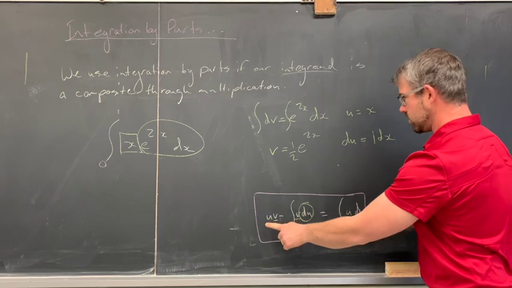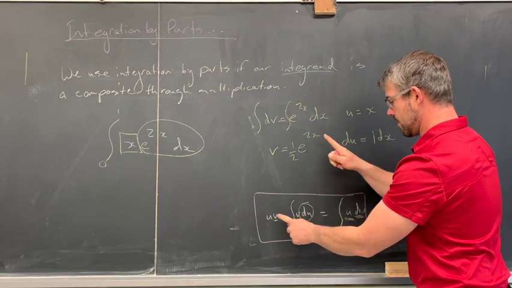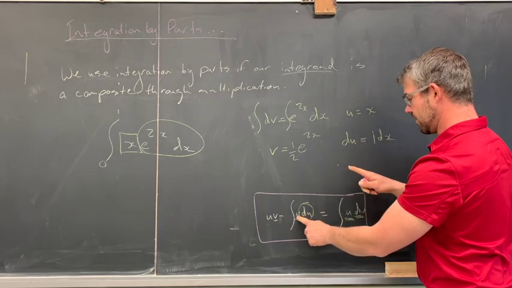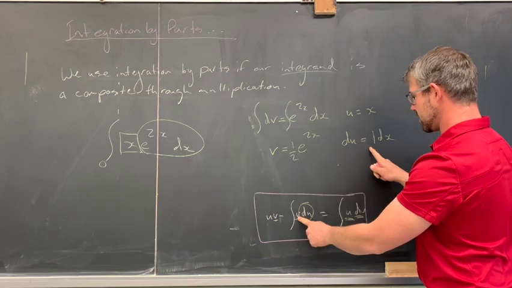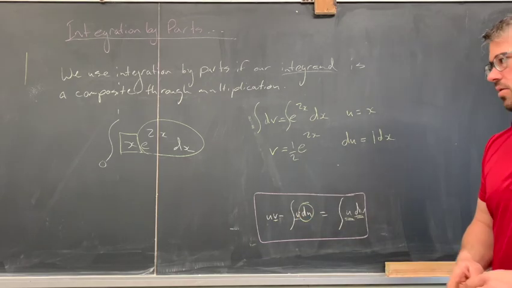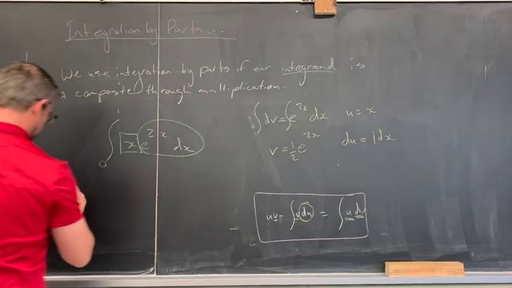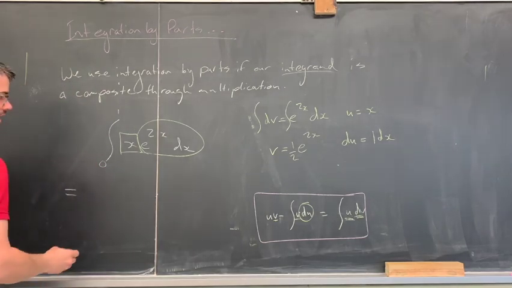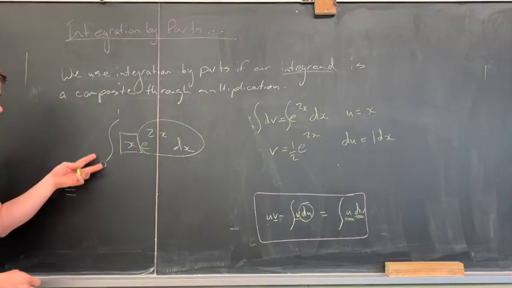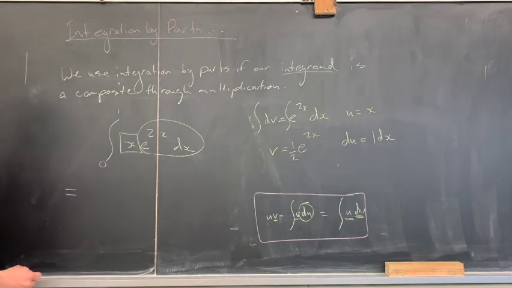And it's going to be u times v minus the integral of v du. So let's see how that goes ahead and works out. So we'll substitute this in. It's equal to u times v. And now because this is a definite integral, we're going to have to consider our bounds afterwards.